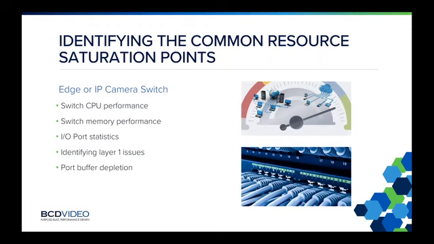From the cable, the next stop going from the camera to the cable connecting the camera would be the edge or IP camera switch. And this is where the cameras are actually terminating and getting PoE at the edge. CPU performance obviously can be a major performance issue. If your CPU goes above 85%, you are going to start to drop packets or you're going to start to corrupt the video.